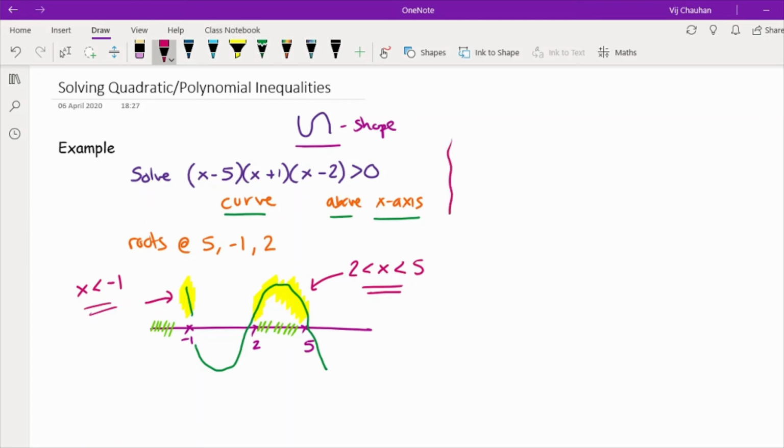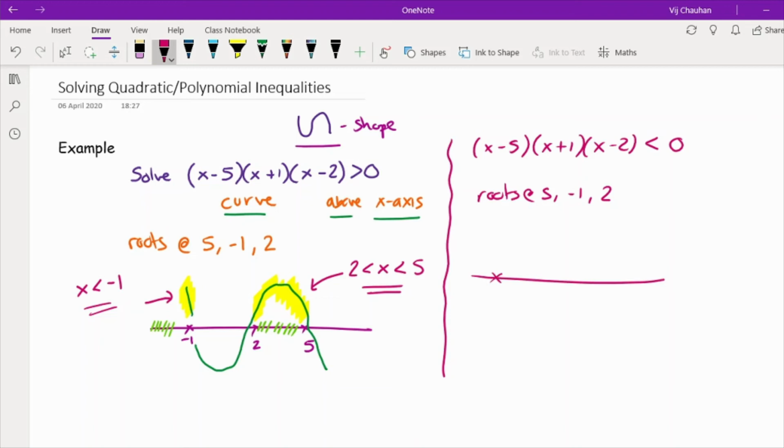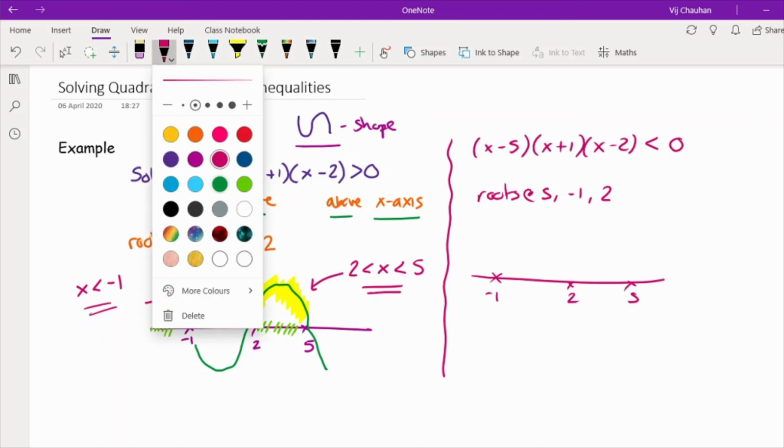Now, if I was asked to do the reverse of that, so let's say I was asked to solve (x minus 5)(x plus 1)(x minus 2) is less than 0, and again the roots for this are at 5, -1 and at 2. And again, just doing that sketch again, so I've got -1, 2 and 5. Let's see if I've got a better chance of sketching this one.